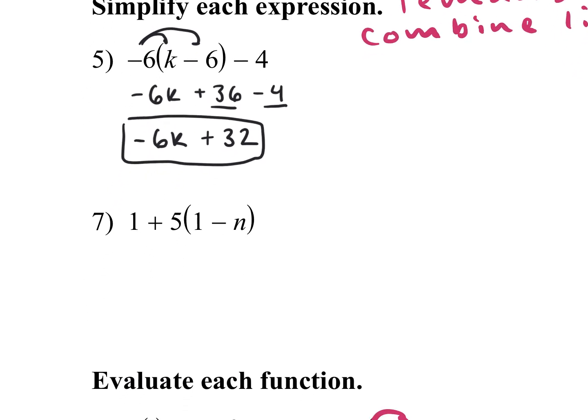Number 7. Got to distribute first. So 1 plus 5 minus 5n. Need to combine like terms. So I have 1 plus 5, which would be 6. So 6 minus 5n.